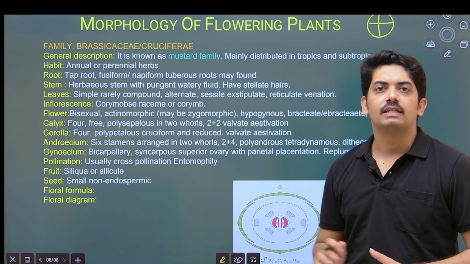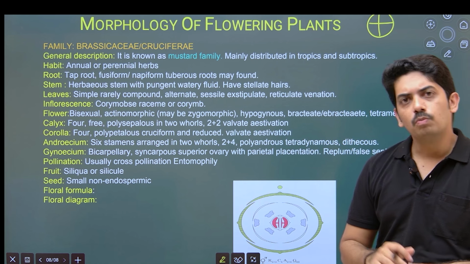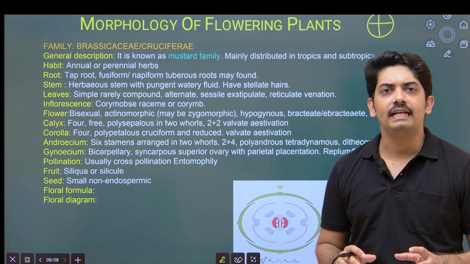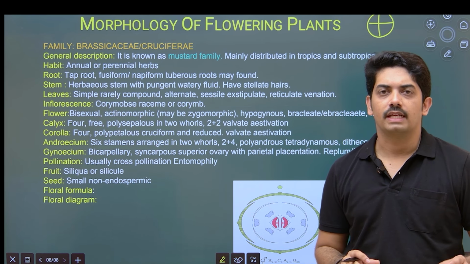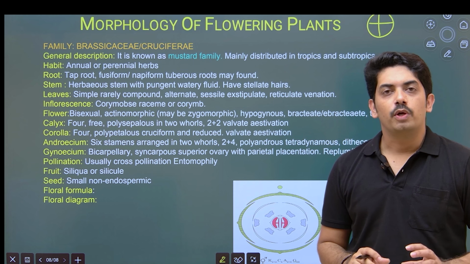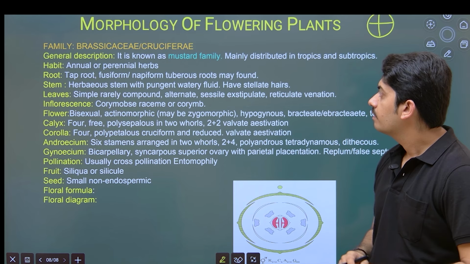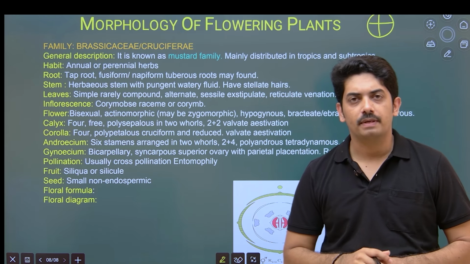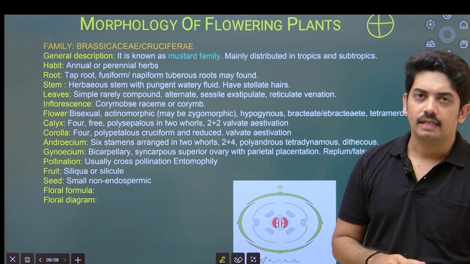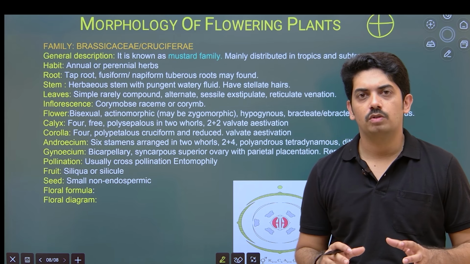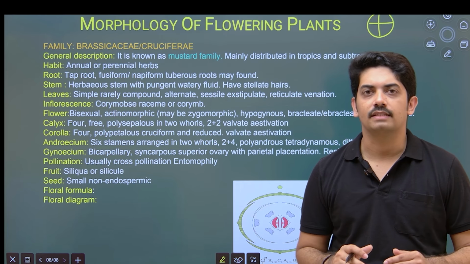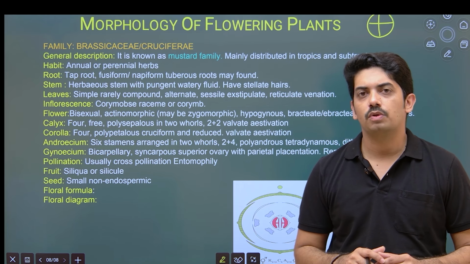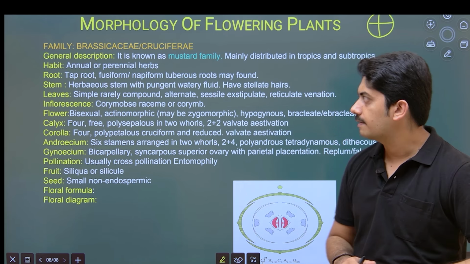Commonly known as the mustard family. Most of us have seen wild mustard on the roadside. It produces yellow colored flowers. Mainly distributed in the tropical and subtropical regions. Actually it requires a certain amount of moisture and water content in the soil. That is why it is commonly observed in tropic and subtropic regions.